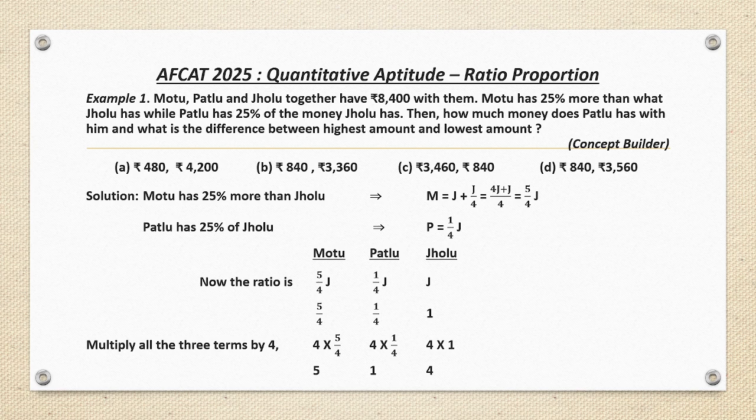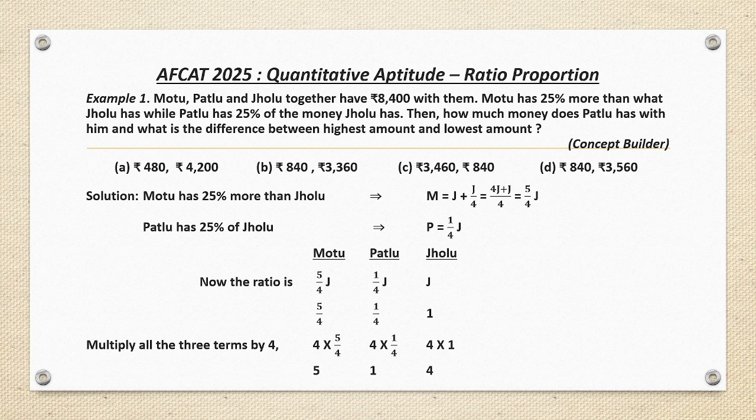Now put them in ratio form. Motu, Patlu, Jolu, what is the ratio? Motu has 5 by 4 J. Patlu has 1 by 4 J. And Jolu, anyway, we are working in the equivalent terms of Jolu, so he has J. Now, J is common in all the three, so the ratio is 5 by 4 to 1 by 4 to 1. Now we have got two fractions and one digit form, so let us make it all digits.